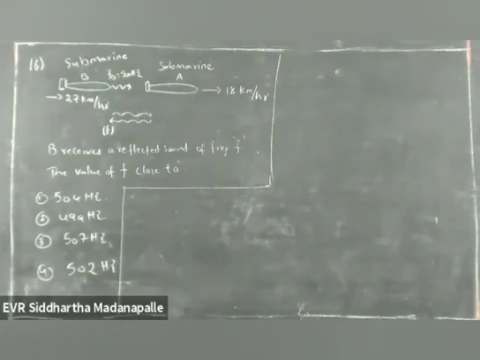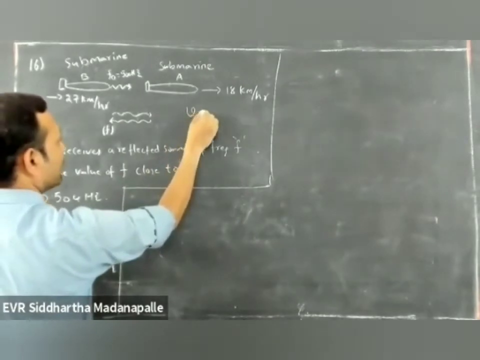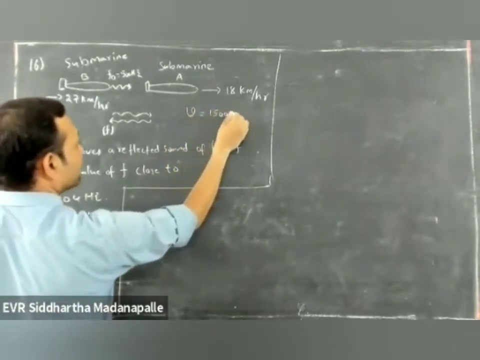Sir, wasn't the speed of the wave given? The speed of the wave has been given: 1500 in water. Speed of wave in water is 1500 meter per second.